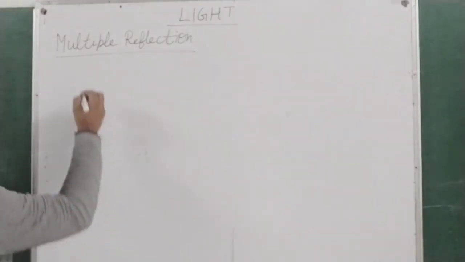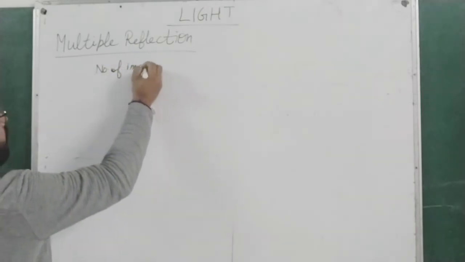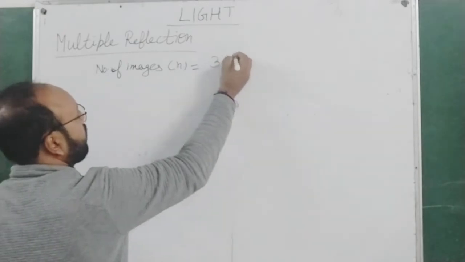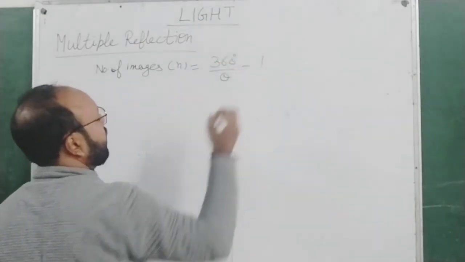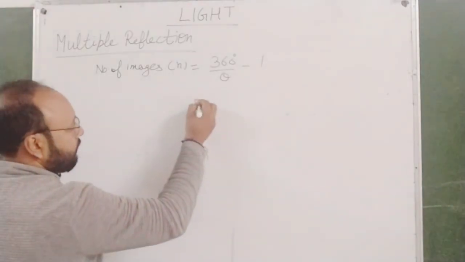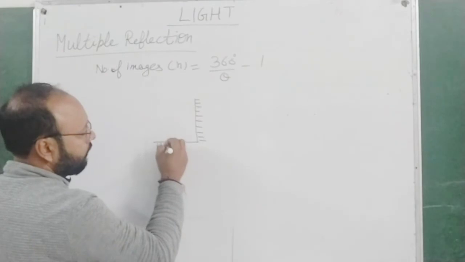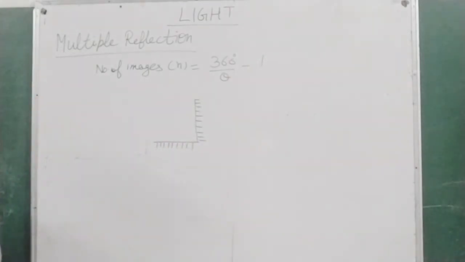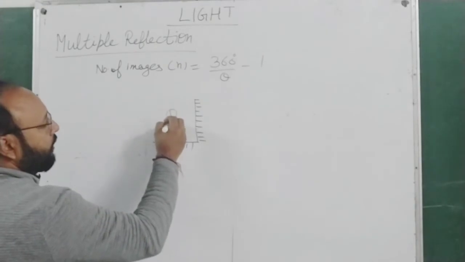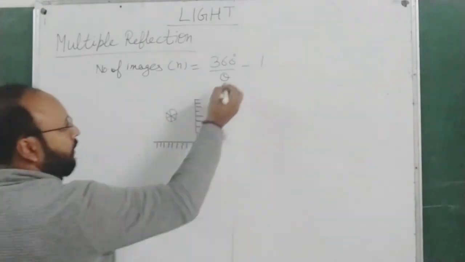To calculate the number of images, n is equal to 360 degrees by theta, minus 1. What is the meaning of this? If this is a mirror, suppose I keep one mirror here. Now the angle is 90 degrees, and I keep one object here, one ball. So how many images will I get?